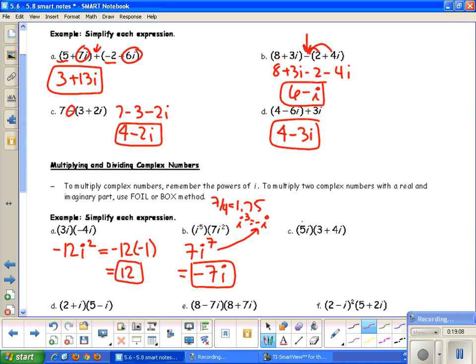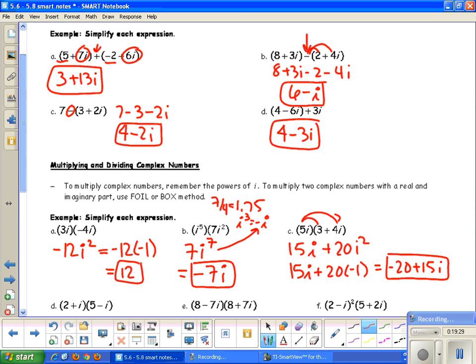If we do the next one, we have to distribute. So we get 15i plus 5 times 4 is 20, i times i is i squared. And then, of course, remember i squared reduces. And so then that would give me negative 20 plus 15i if we write it in complex number form.